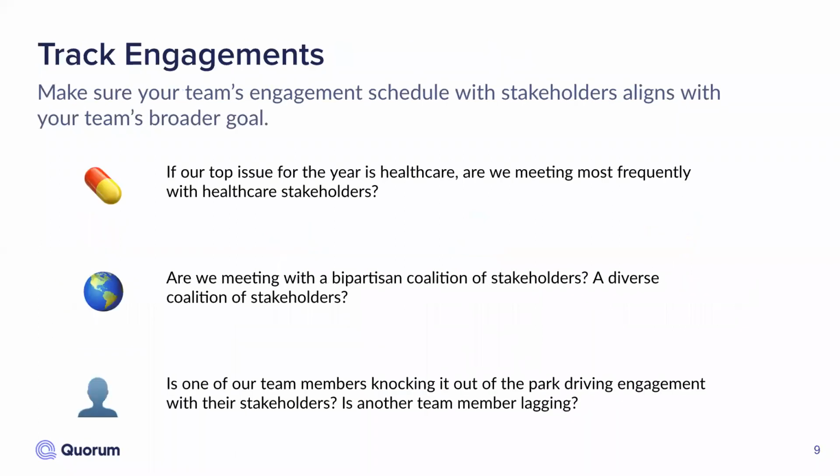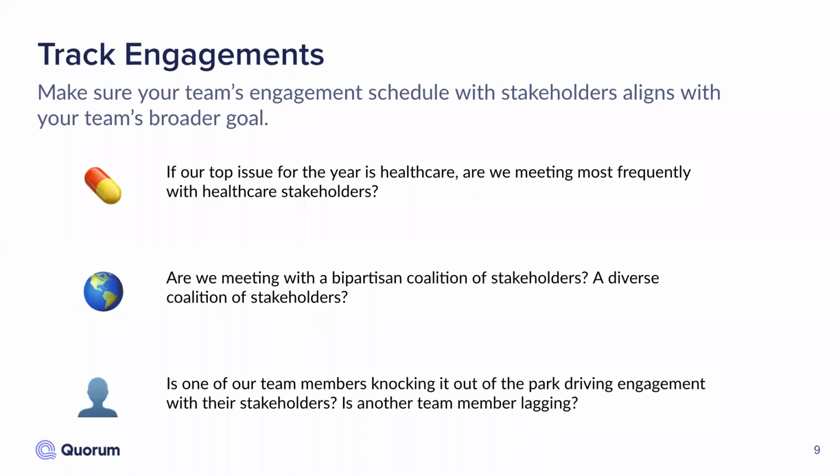Next slide here. The second real key piece is to track the engagements with your team to make sure that your engagement schedule aligns with your broader goals on the team. So if your top issue is healthcare, answering the question, are we meeting with those healthcare stakeholders at a tight enough clip? Are we meeting with bipartisan coalitions of stakeholders, or do we only have relationships with one side of the aisle?